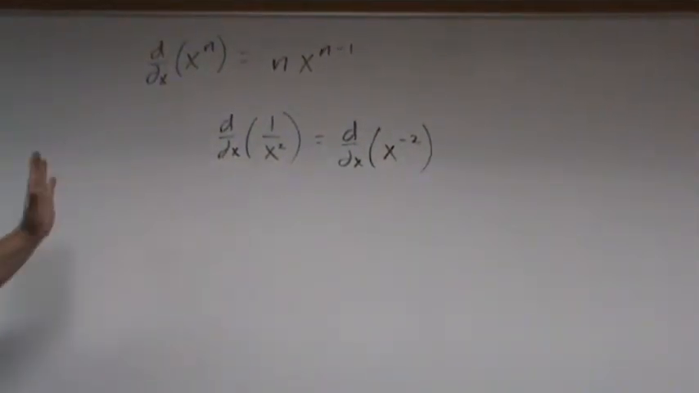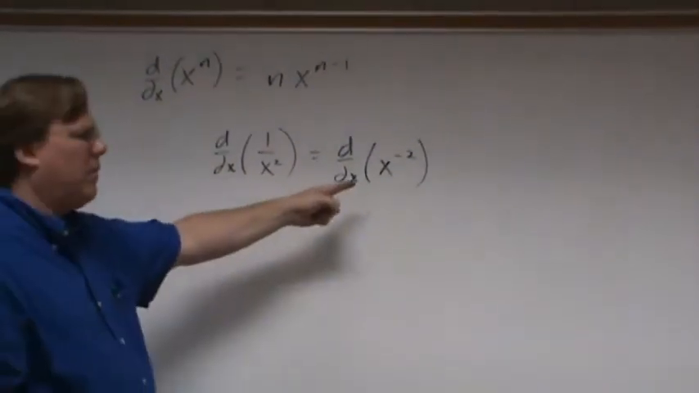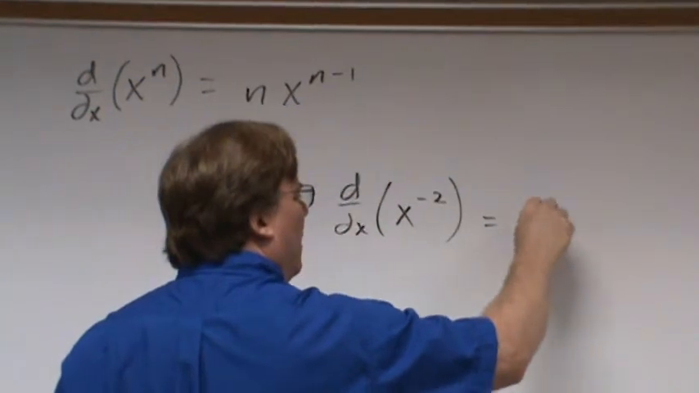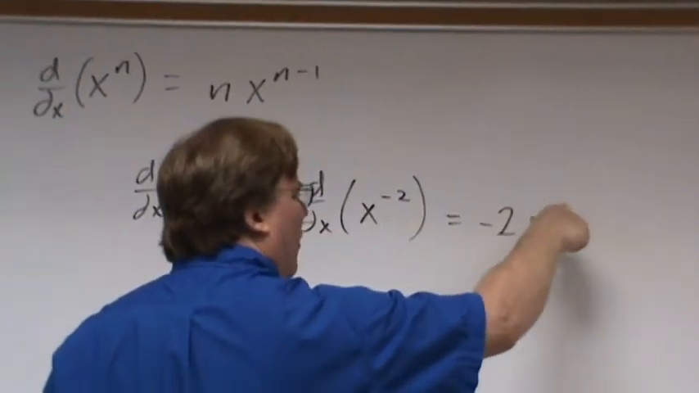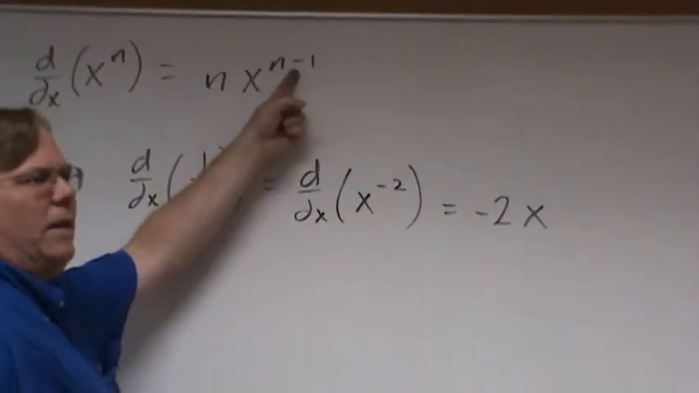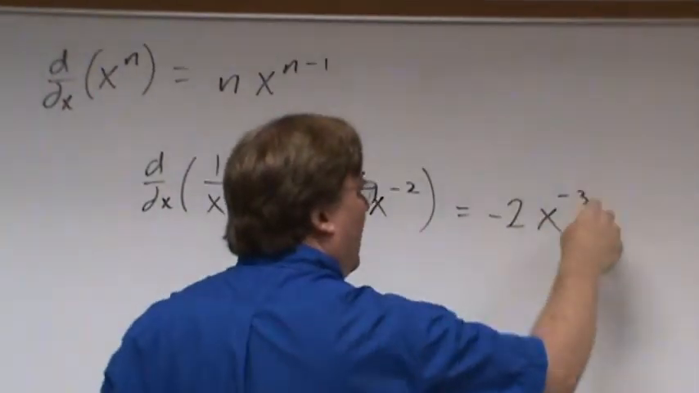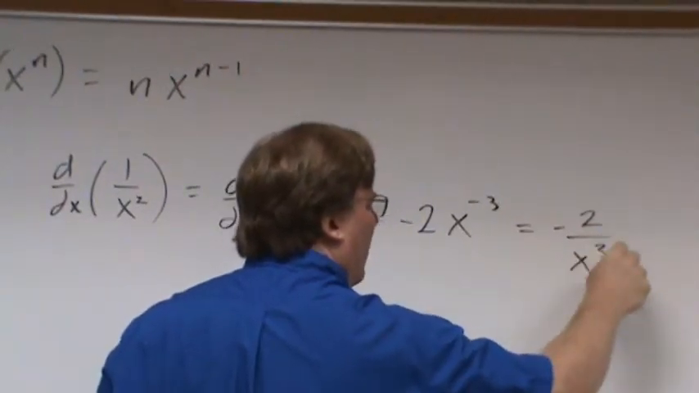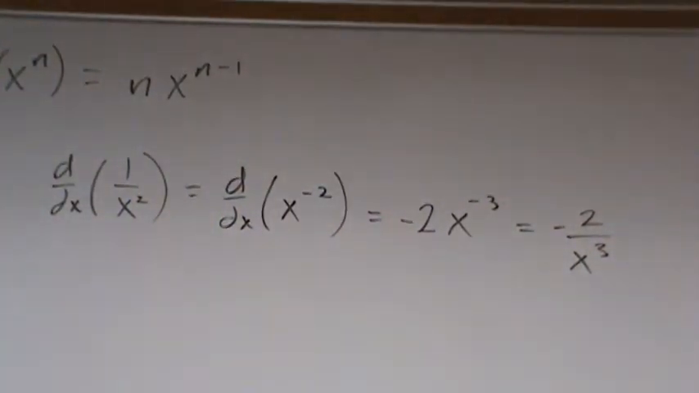Now I can take the derivative of x to the negative 2. You tell me, what number should go out front? Negative 2. Good. X to the power of what here? Negative 3. Negative 3, not negative 1, negative 3. You've got to take 1 off of that. So it's negative 2 times x to the negative 3, or if you prefer, 2 over x to the third. You guys okay with that?